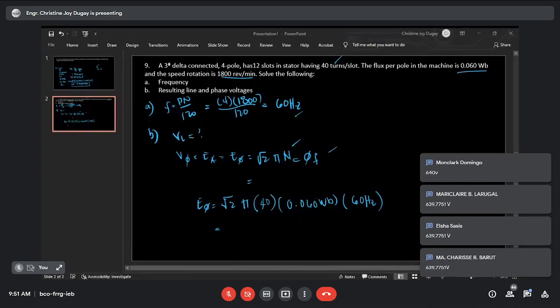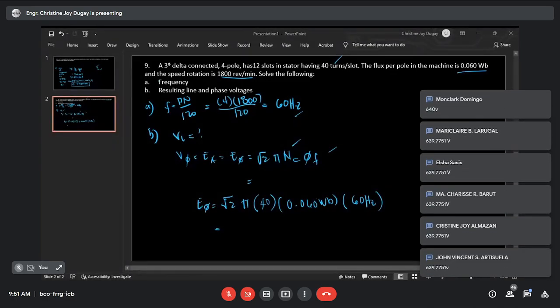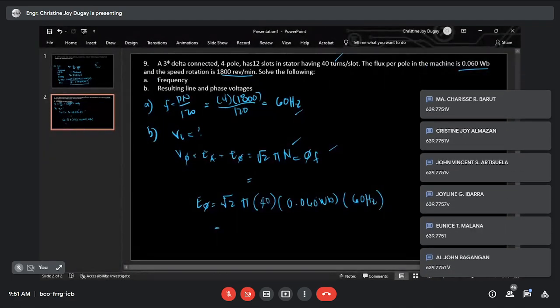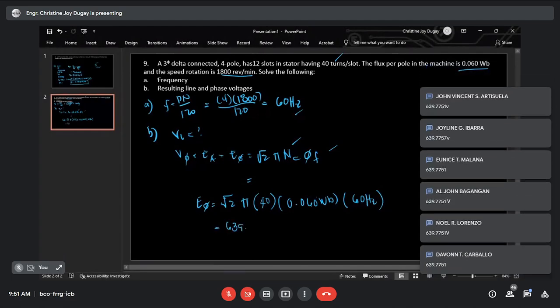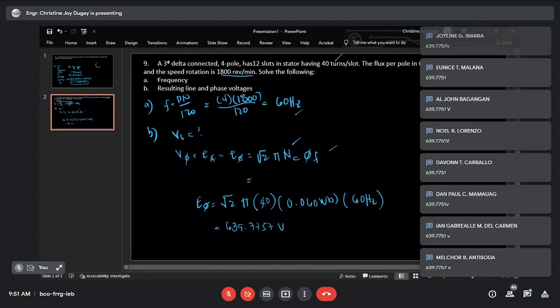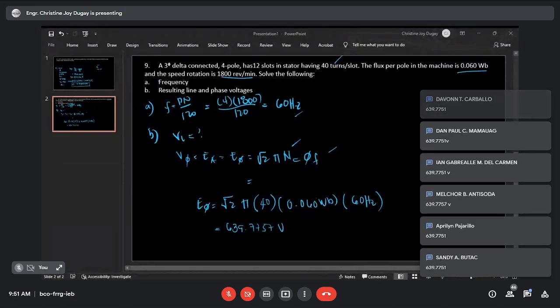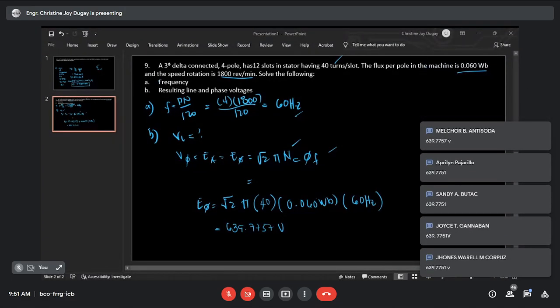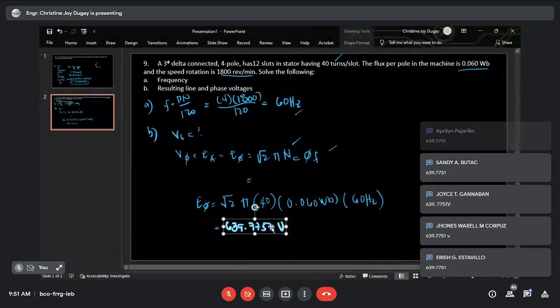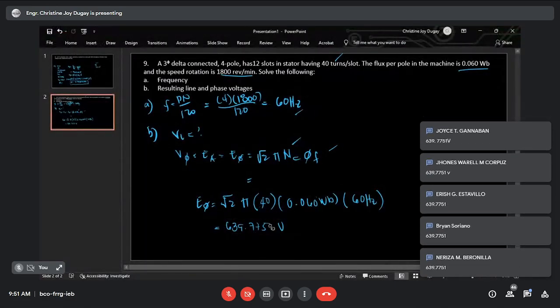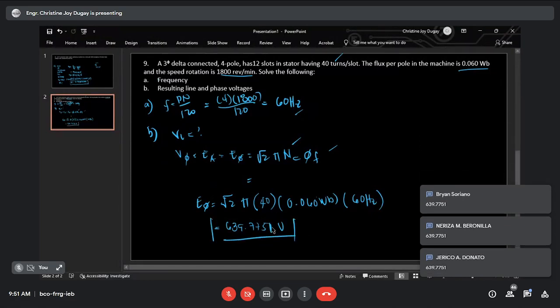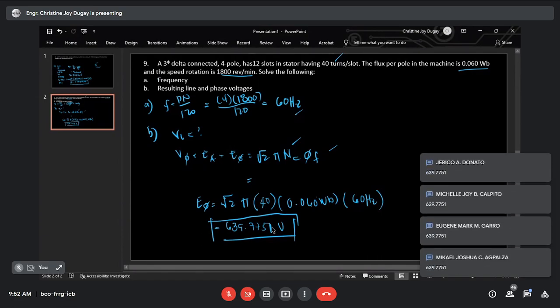That is 639.7757. That is equal to 51. Should be 51. Ayan, volts. Okay na tayo sa V phase natin or phase voltage natin.